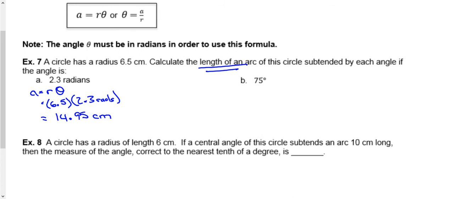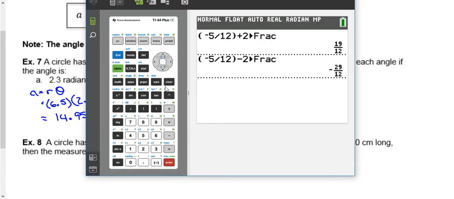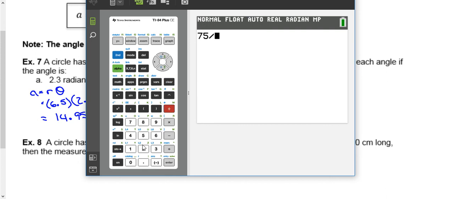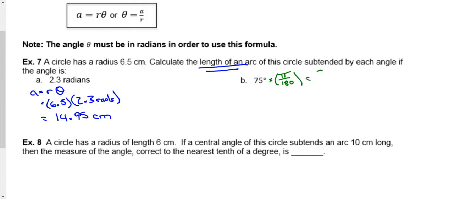Over here, 75 degrees, the first thing I'm going to do is convert it into radians. So I'm going to take 75 degrees, multiply it by pi over 180. And again, I want to keep this as exact as possible, so I'm going to go 75 divided by 180, math frac that to get it into a reduced fraction, 5 over 12. So I have 5 over 12, and my pi is going to be right there beside 5.